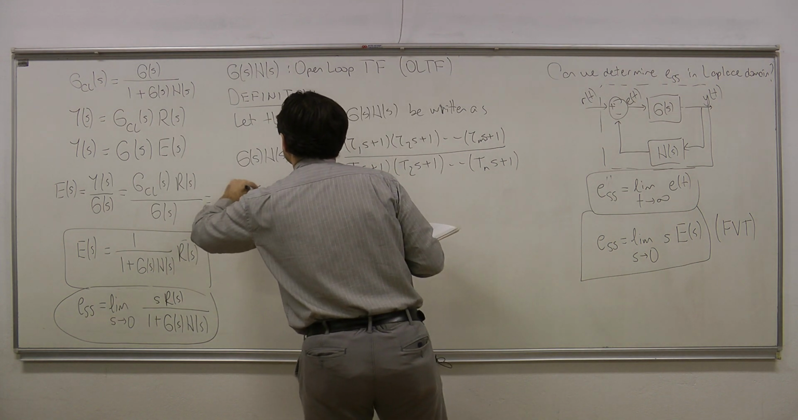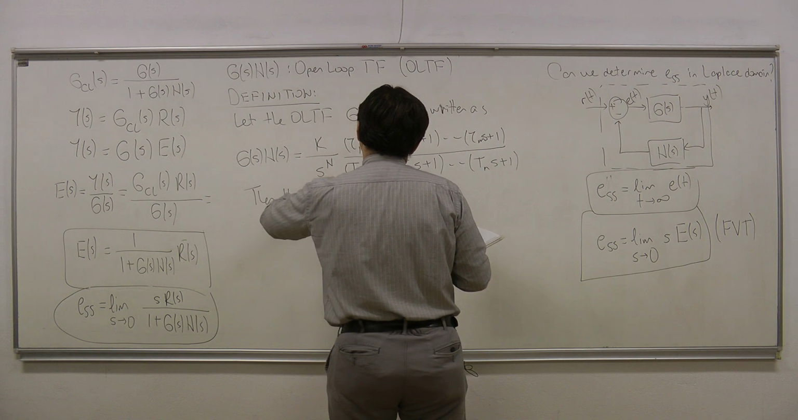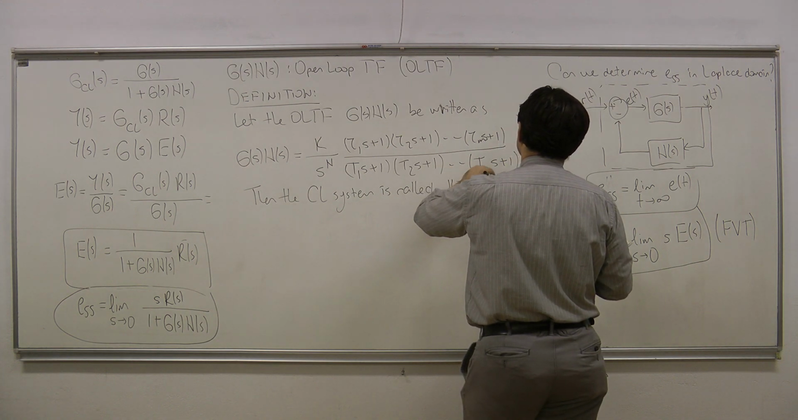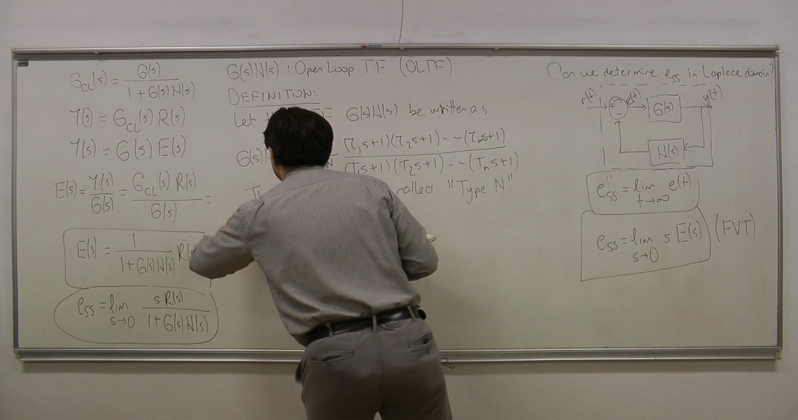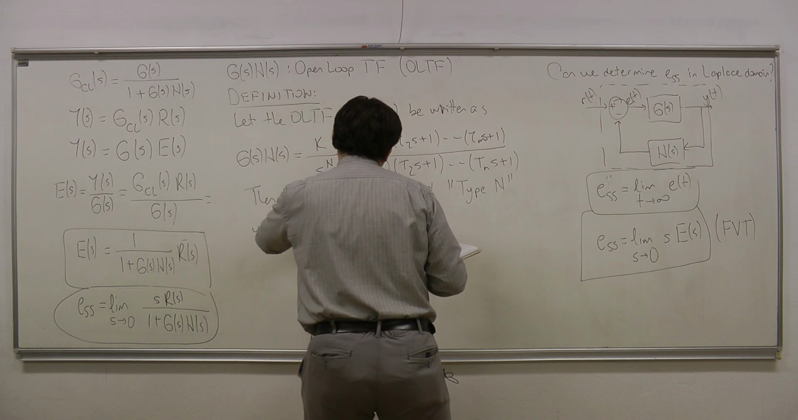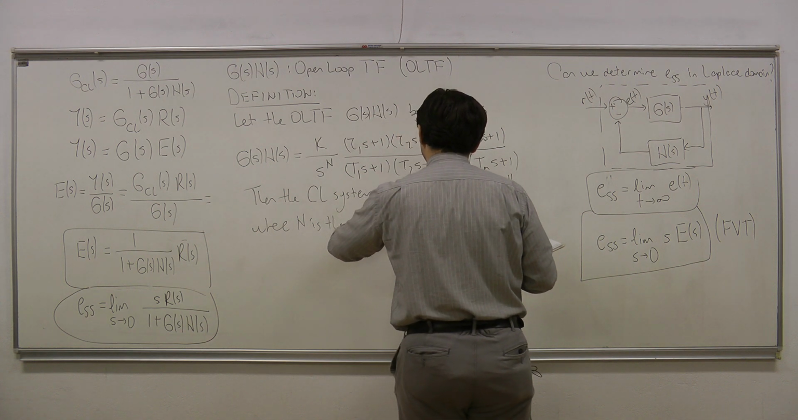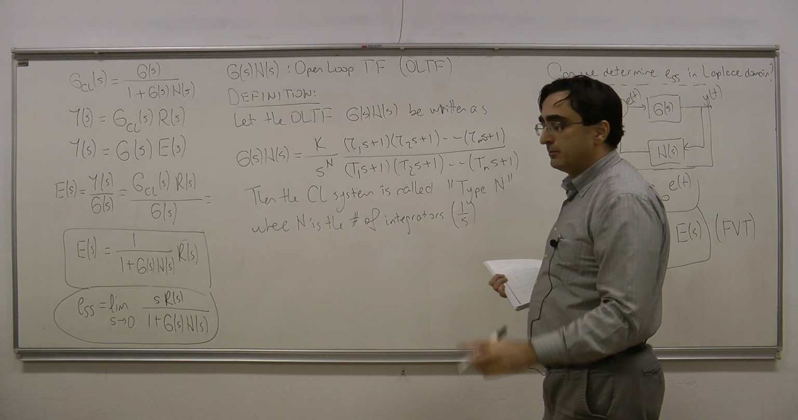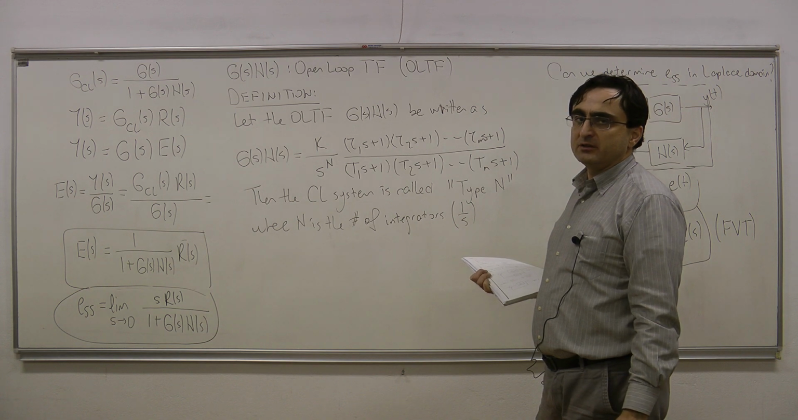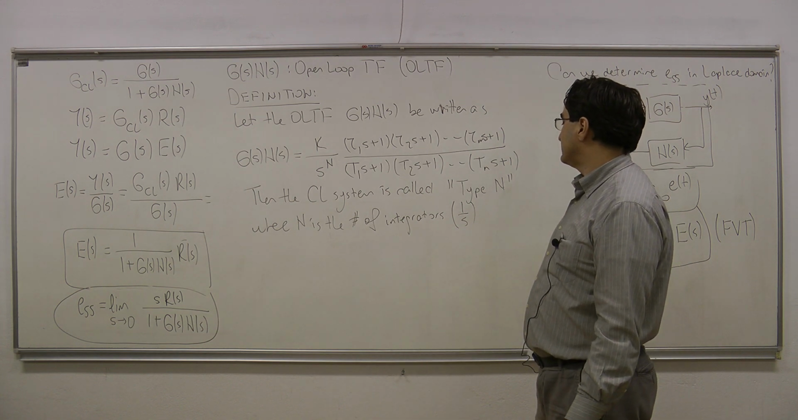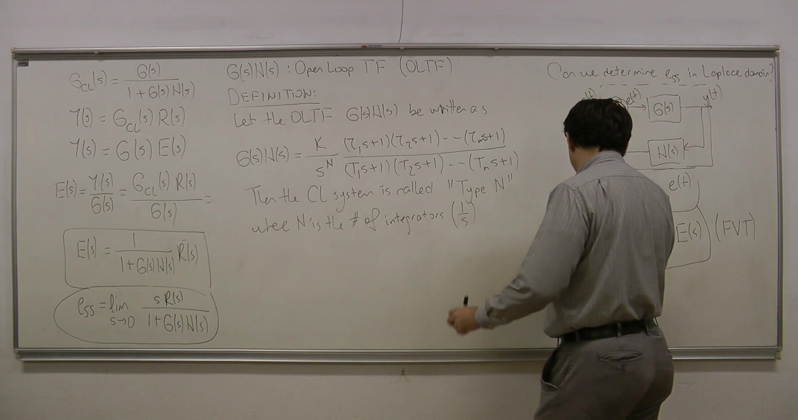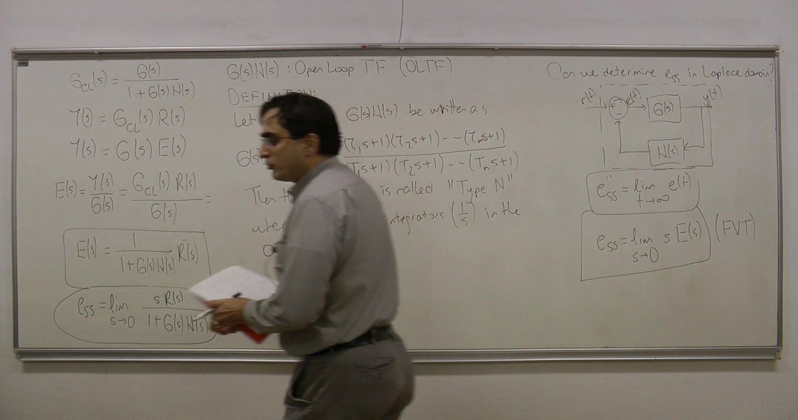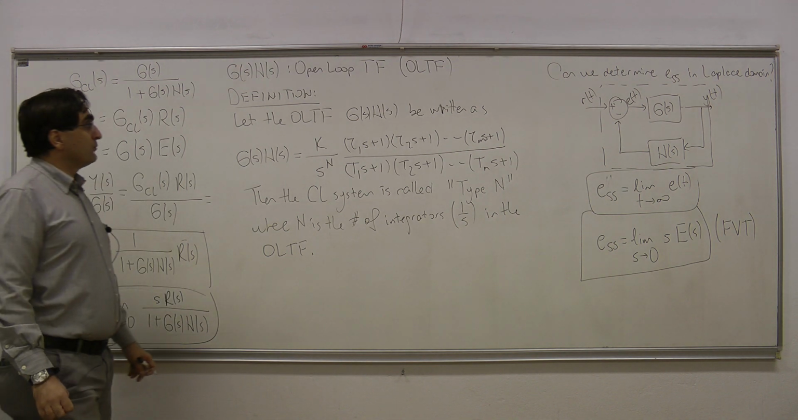Then the closed loop system is called type N, where N is the number of integrators. An integrator is just 1 over s in Laplace domain. Remember, multiplication with s is the derivative in Laplace domain, and the division by s, which is 1 over s, is called an integrator in Laplace domain in the open loop transfer function. So this is our definition of the type of a system.